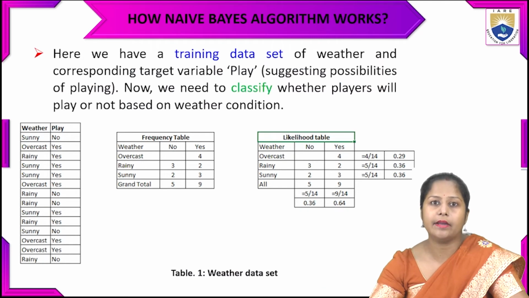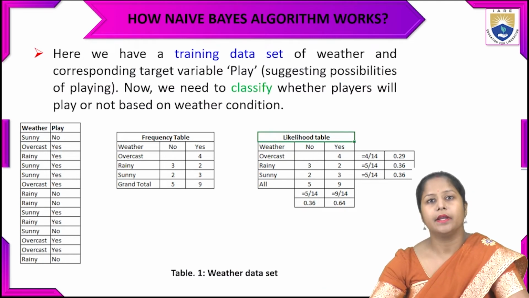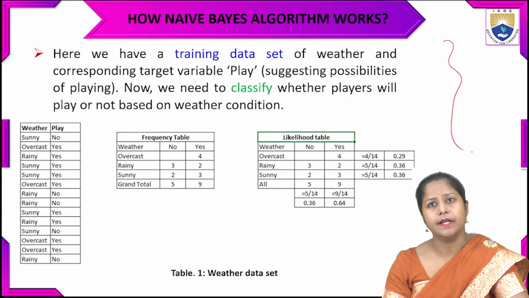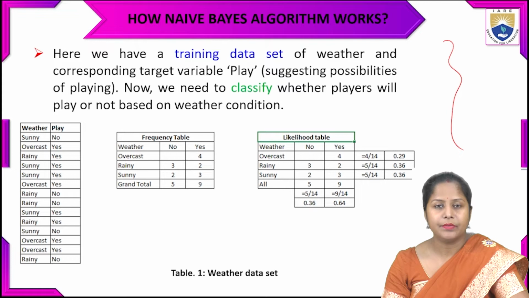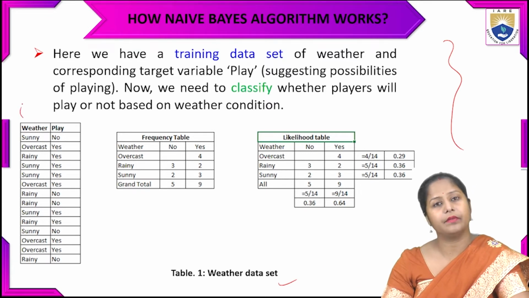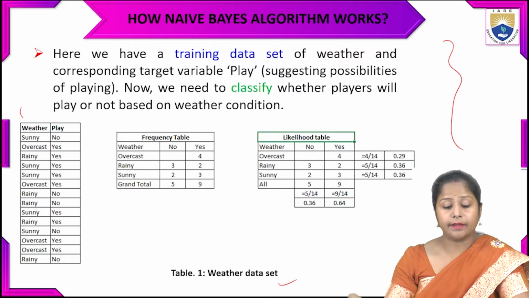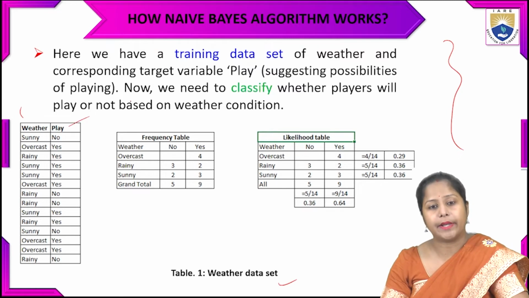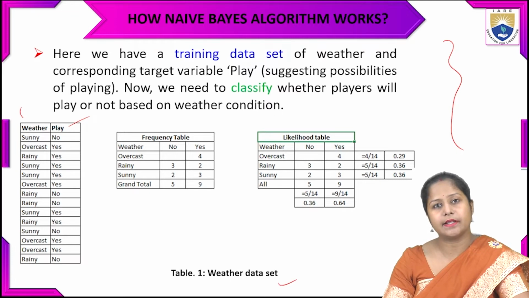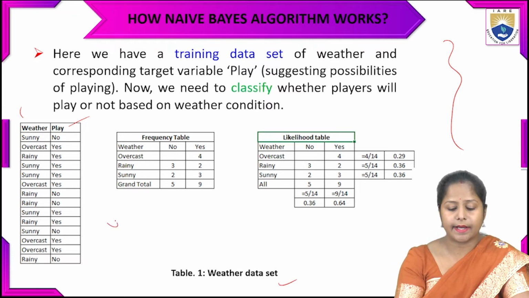So how is this Naive Bayes algorithm going to work in real time? Here we have taken a training data set as an example, a weather data set. In the table of this weather data set, on the left hand side we have the weather, and another column, the class level, which is play. The weather types are sunny, overcast and rainy, and the classes are yes and no.